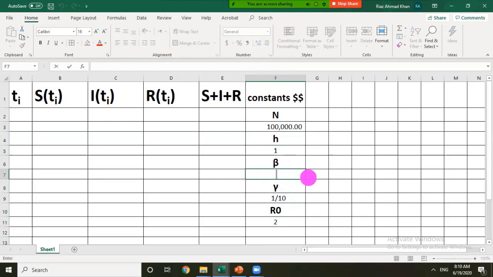Note that the value of beta is also given in this example, which is 0.2. But in general cases, in some other example, if beta is not given and gamma and R naught are given, so we have to write this as a product of gamma and R naught, that is F9 asterisk F11. So this will give us the value of beta.